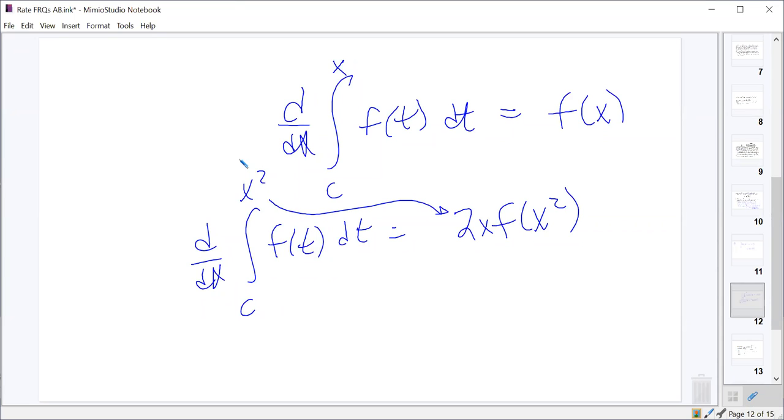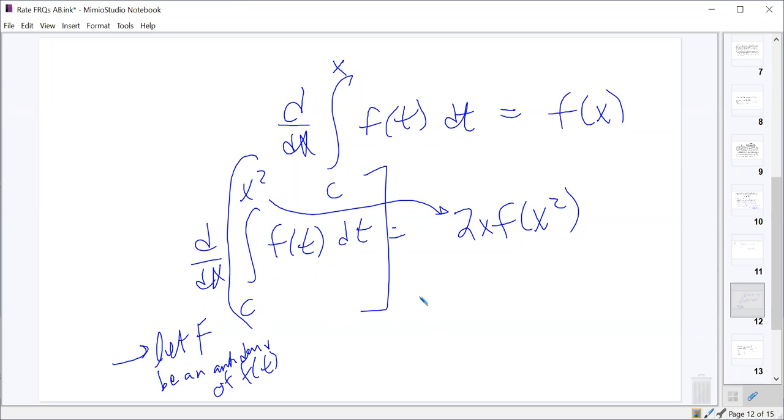Right, but I just had one more question. Like sometimes I see them doing like F of x minus F of c. Like, what's that about? Because I got confused when I was reading about that. Well, what we sometimes do is we say let capital F be an anti-derivative of f of t. And so then technically you do this first, right? You get capital F of x squared minus capital F of c. That's the second part of the fundamental theorem of calculus, right?